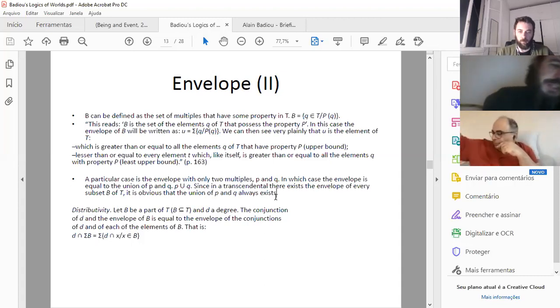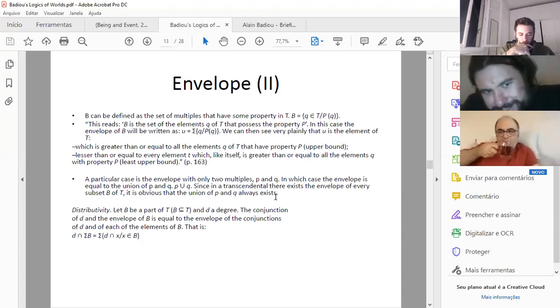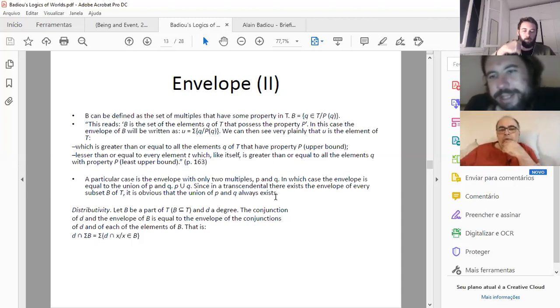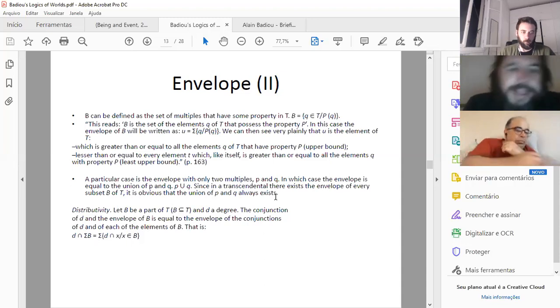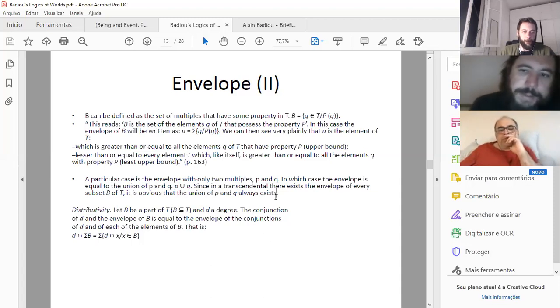I think the question is not so much that. I think Reza is asking the opposite question of my question. I mean, why is the union not an envelope? But he says a particular case, the envelope with only two multiples. So the union is an envelope, but because he says that it is a union, maybe the text can lead to a reading wherein this is a super special case wherein it is not an envelope. No, it is an envelope, but the envelope with two multiples is a union. It's just that. Yeah, it's just a little bit bizarre to me.